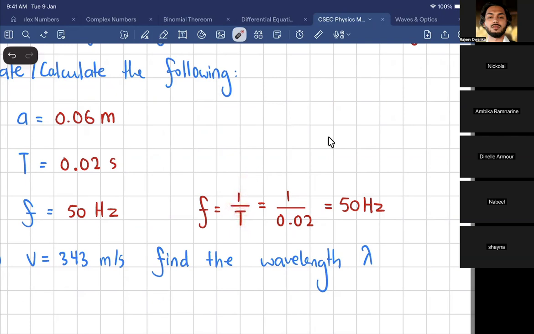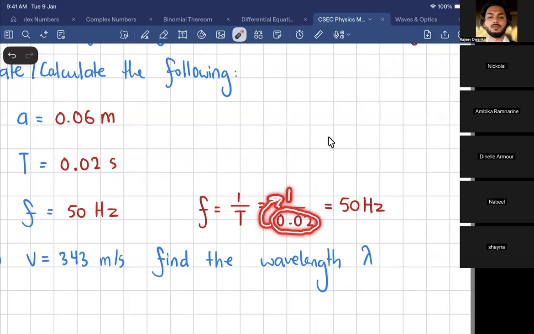Let me try to make sense of this right now, Mika. We see that 0.02 is the periodic time. So what is the periodic time? The time for one oscillation. So if one oscillation takes 0.02 seconds, we want to find out how many oscillations you're having.